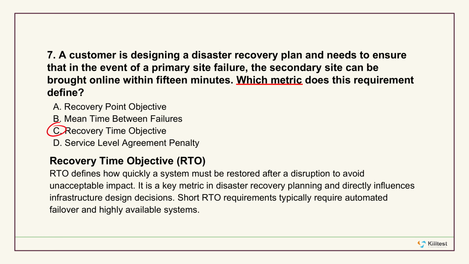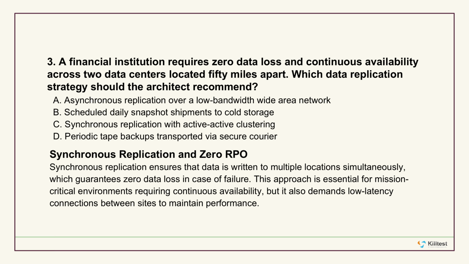But measuring a 15-minute RTO gap is one thing. There are specific industries, like global finance, for example, where even a 15-minute outage, or really any data loss whatsoever, is catastrophic. Oh, for sure. Millions of dollars a minute. Exactly. So how do you design a network that mathematically cannot lose a single transaction? Let's look at question 3 to find out. A financial institution requires zero data loss and continuous availability across 2 data centers located 50 miles apart. Right. Which data replication strategy should the architect recommend?